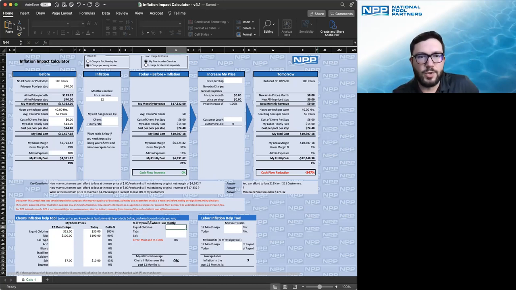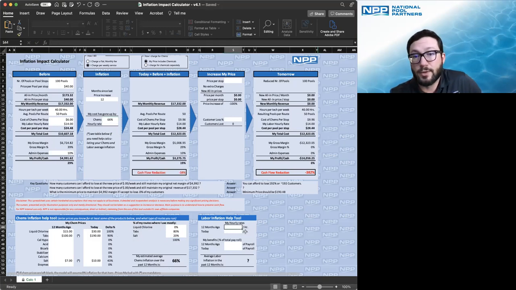So it's asking, are the majority of the pools on route primarily using liquid chlorine, tablets, or salt? For this fictional company, I'm going to say none of the pools are primarily liquid chlorine. 80% of the route is tablets, and 20% of the pools they service are salt pools. So we can see that this company over the last 12 months has experienced a 66% inflation on their cost of chemicals. So I'm going to go back over here to the inflation table and put 66% in.